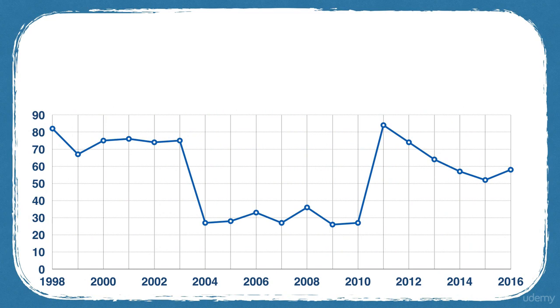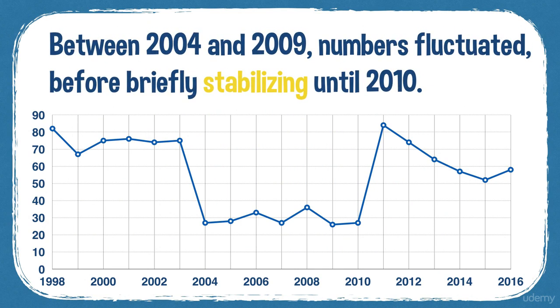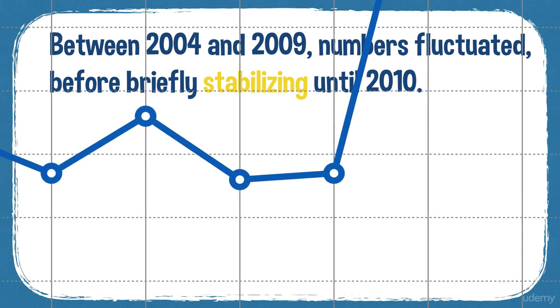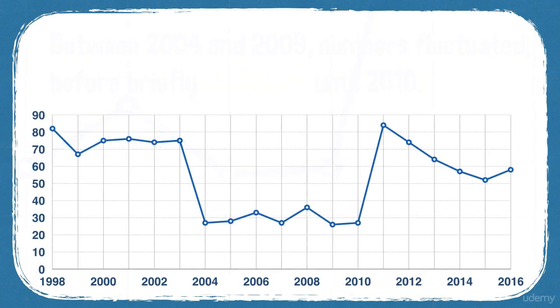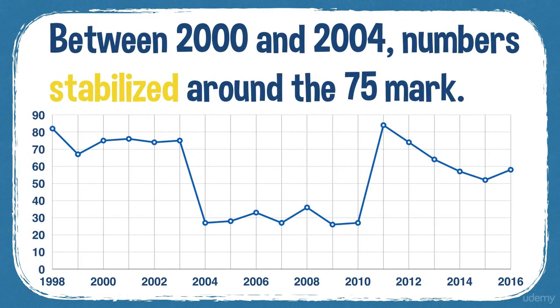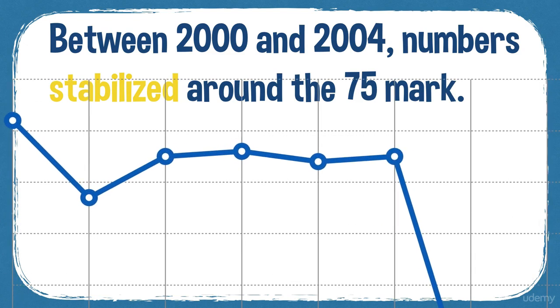So before 2009, numbers were fluctuating. Then they stabilised for a year. So we could say between 2004 and 2009, numbers fluctuated before briefly stabilising until 2010. Or between 2000 and 2004, numbers stabilised around the 75 mark. Before that, they were higher, then lower, they were unstable, and then they stabilised.